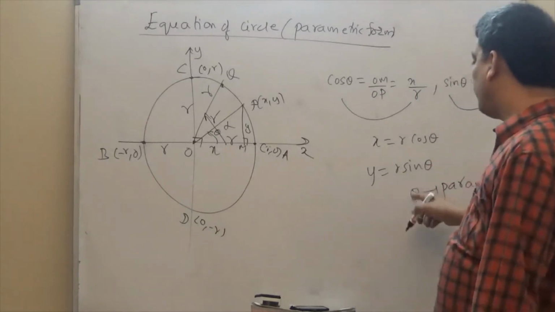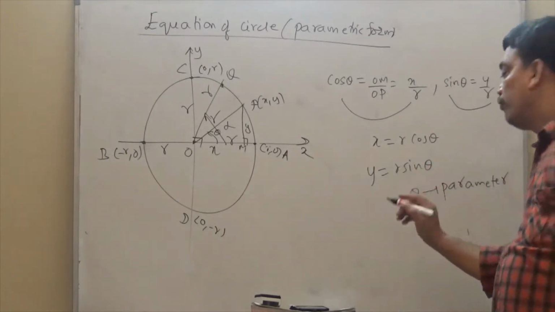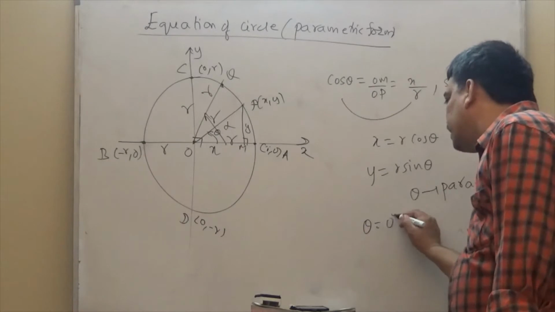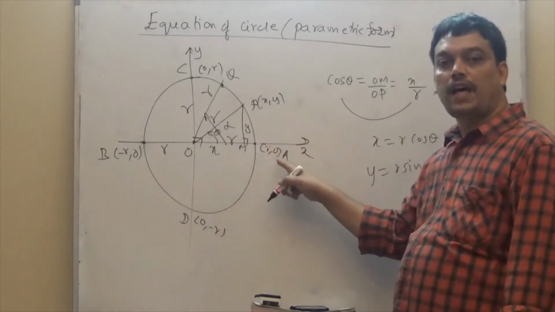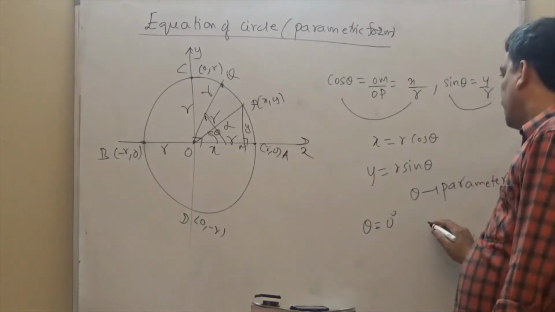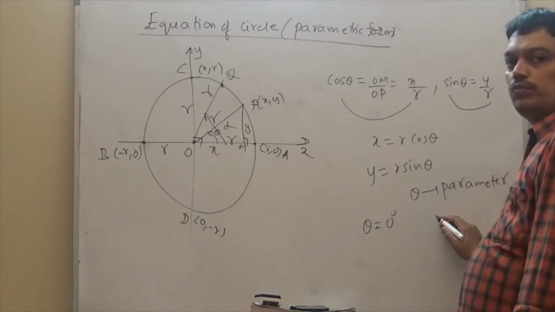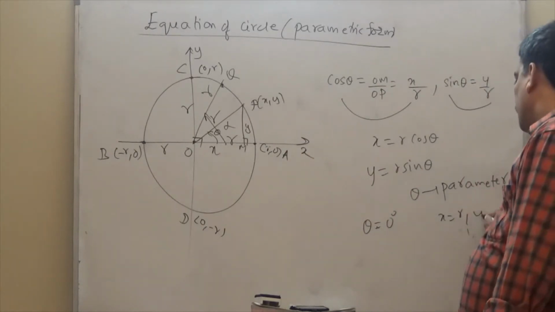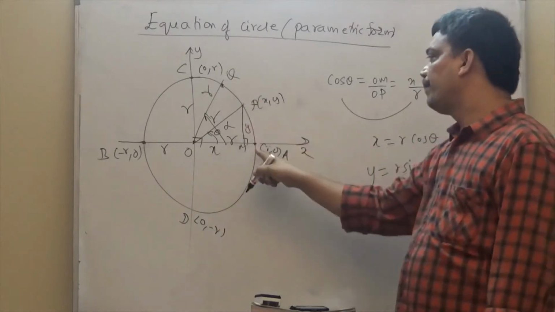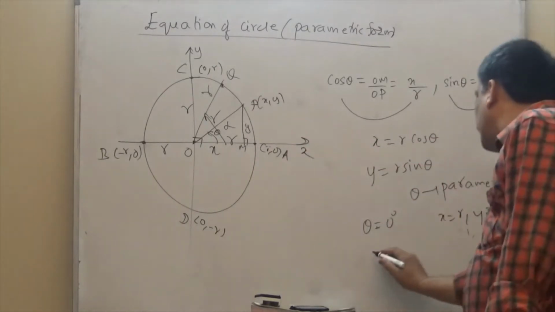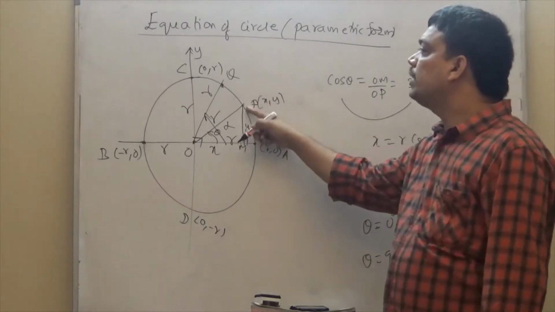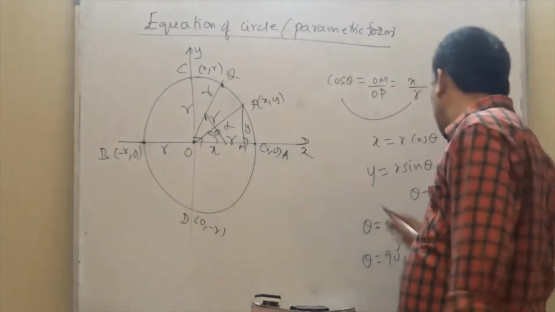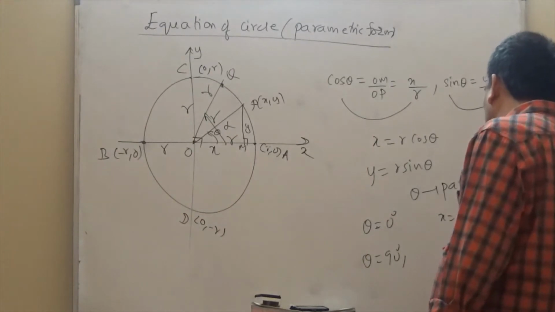So theta is the parameter here, and you can observe for theta equal to 0 degrees, basically, if this angle theta is 0, P will coincide with this point which is (r, 0). So you can say that P coincides with A, that is (r, 0). So x will be r, y will be 0. It corresponds to this point A. Similarly, if theta is 90 degrees, the point P coincides with the point C, and x will be 0 and y will be equal to r.